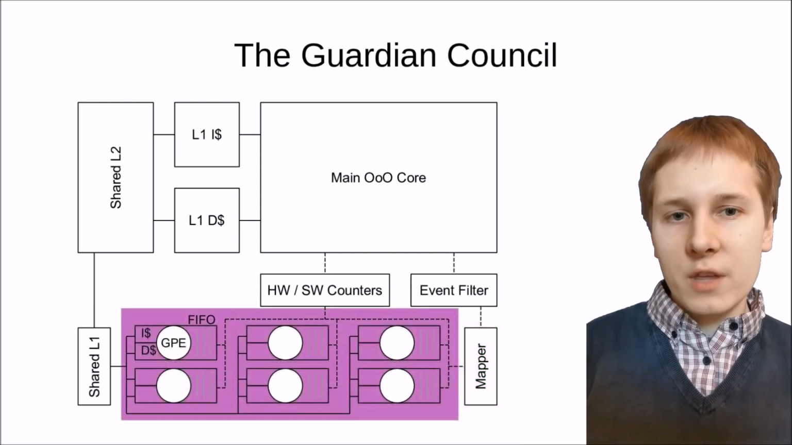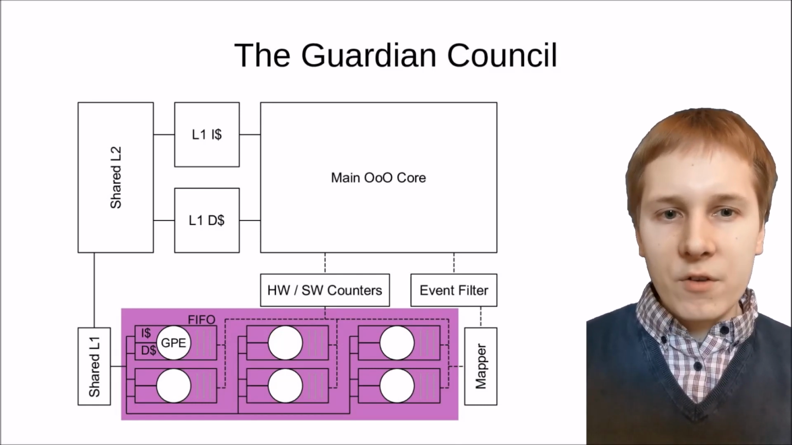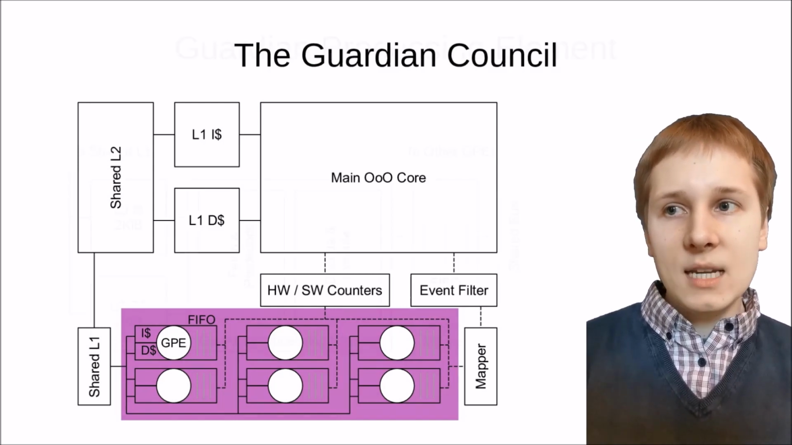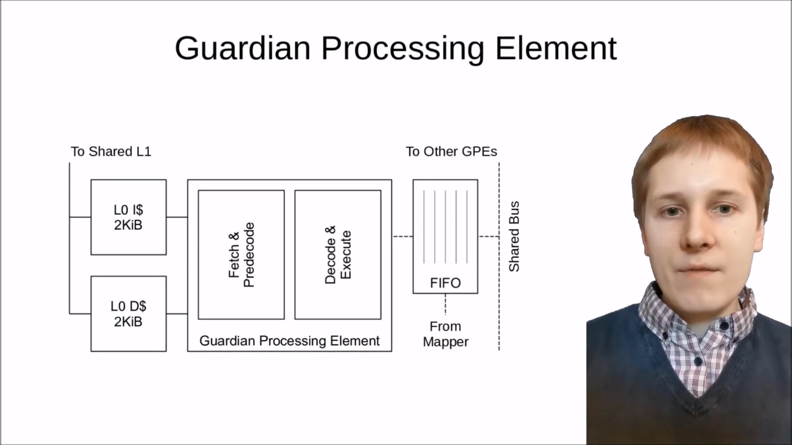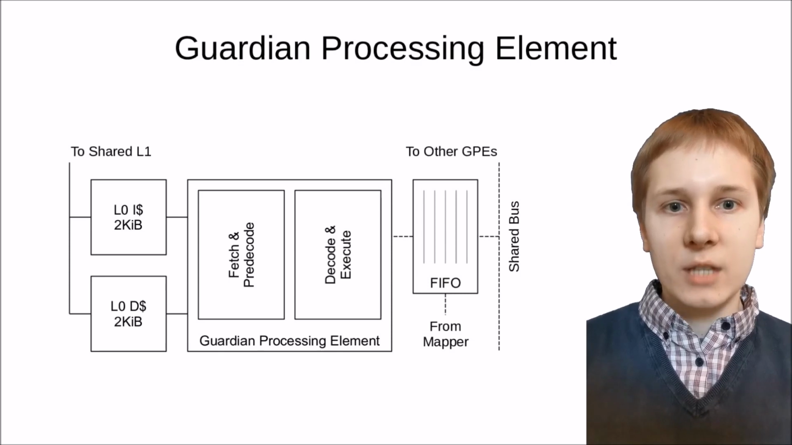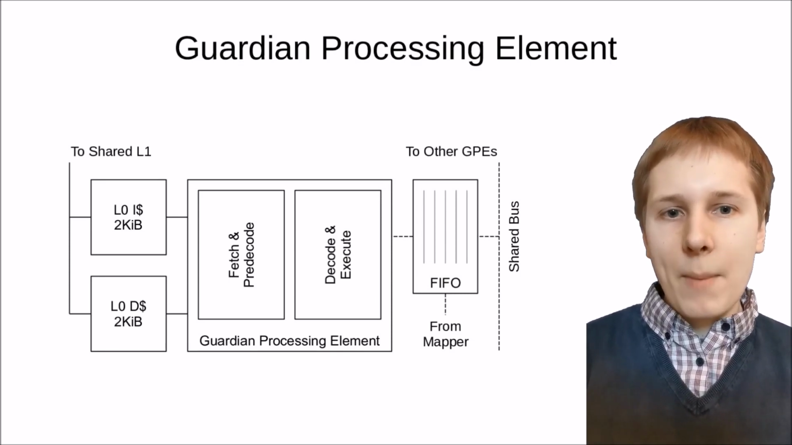We have lots of these programmable units, these Guardian processing elements, which can all run different analyses at the same time, or perhaps different threads of the same analysis if that analysis is parallel. In detail, these Guardian processing elements are tiny two-stage CPU pipeline cores. They have a fetch and pre-decode stage and a decode and execute stage. These tiny CPUs can be run at about a gigahertz, but they're very, very low power, very tiny.